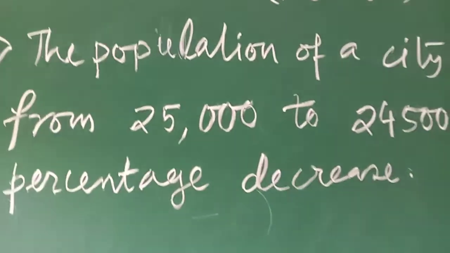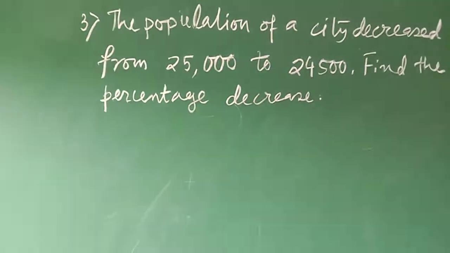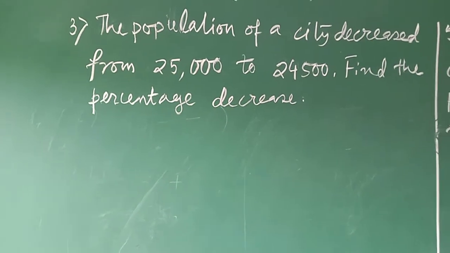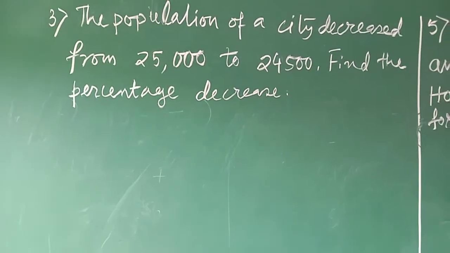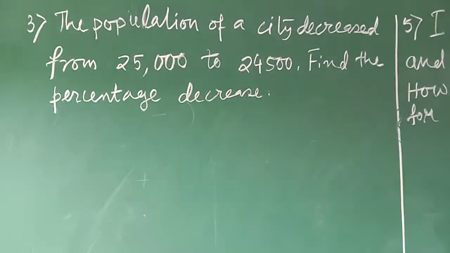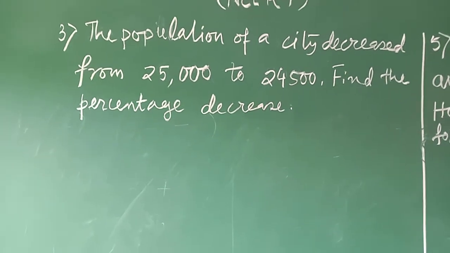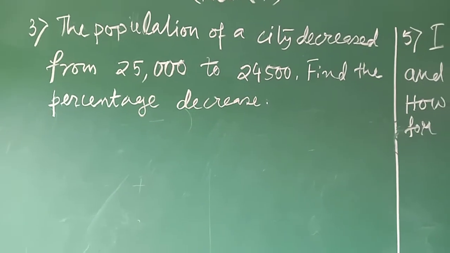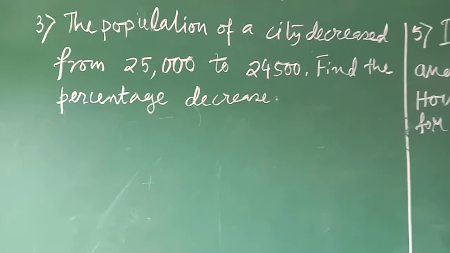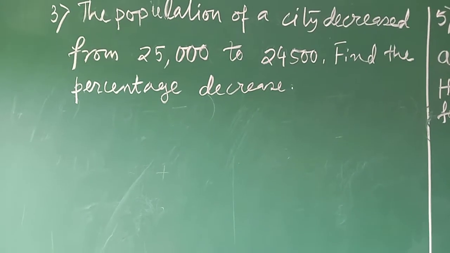Read the question. The population of a city decreased from 25,000 to 24,500. Find the percentage decrease. Now you are familiar with the word percentage. That means out of 100, how much? How much will be the percent by which the population decreases?